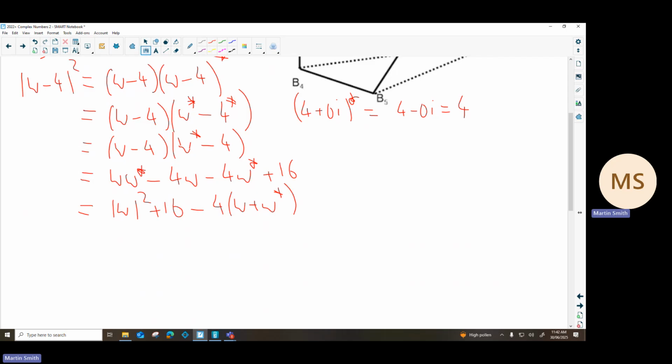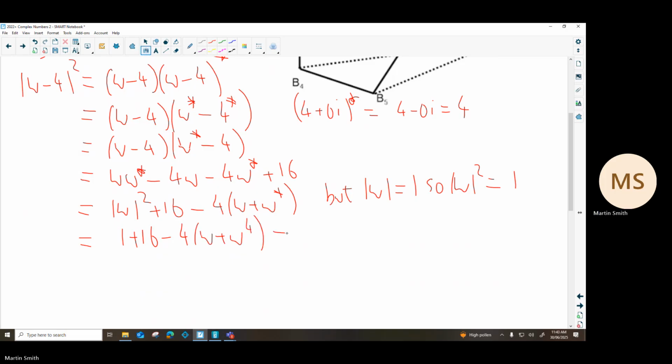Any number which is a root of unity, which is a root of Z to the N is 1, will have a modulus of 1. So therefore mod W is 1, so mod W squared is 1 squared, which is also 1. So that's 1 plus 16 minus 4 times (W plus W star), which is 17 minus 4 times (W plus W star), as was required in the first part of the question. So that's the first part done.